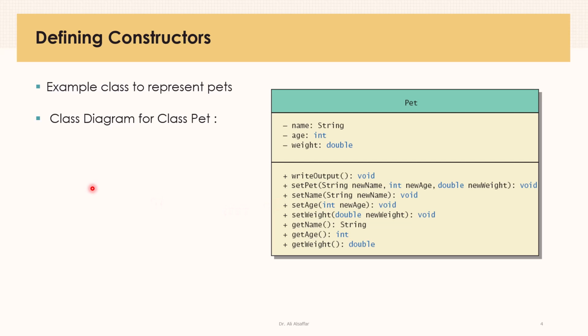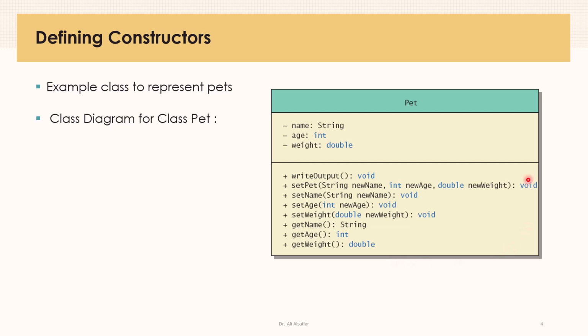For our example on defining more than one constructor, we will define a class called Pet, and it will represent pets. So this is the class diagram, UML. As you see, it consists of 3 instance variables. The first one is the name of the pet, which is a string. The second is the age of the pet, and the third is the weight of the pet, which is a double.